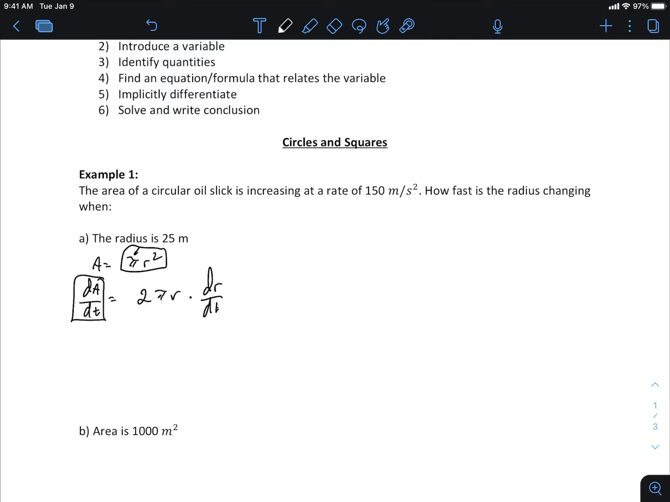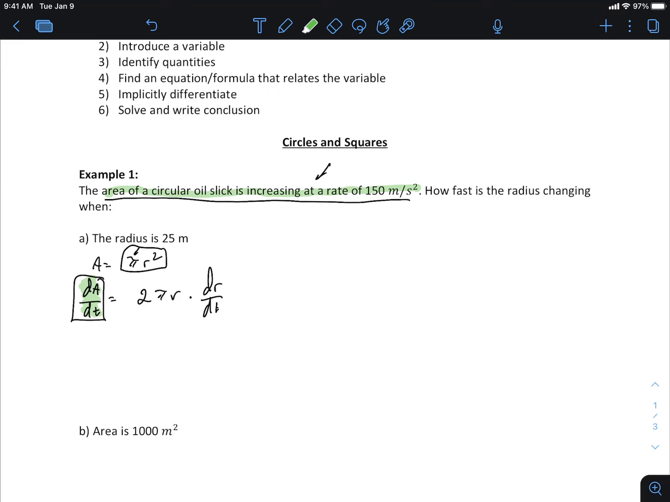Okay. Now, if we stop at this point and take a look at what's been given to us in the question, it told us how the area of the oil slick is changing. It's increasing at a rate. The area of the circular oil slick is increasing at this rate. That sounds like area rate. Well, that sounds like dA by dt.